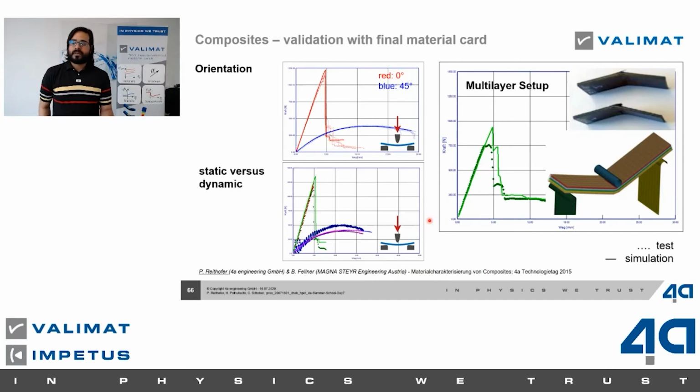Okay, so this is an example. We built up a stacked shell here, as you can see on the right, for the validation. But first, the orientation dependency with the 3-point bending. We have the 0 degree in red and 45 degree in blue. This has been done with a MAT58 material model. As you can see here, we have very good agreement with the test results with the material card. Then we also have the strain rate dependency here and a multi-layer setup to validate the material card as shown here. And as you see, the stepped failure is actually quite well represented.